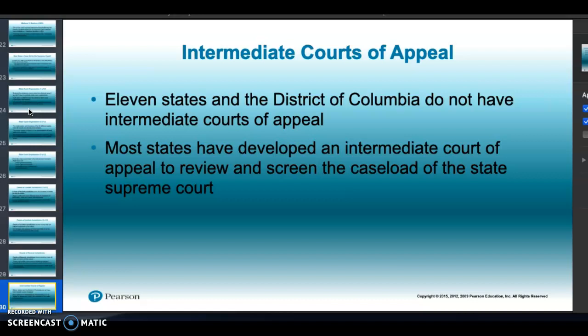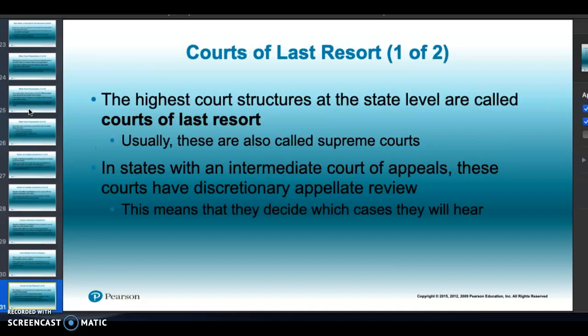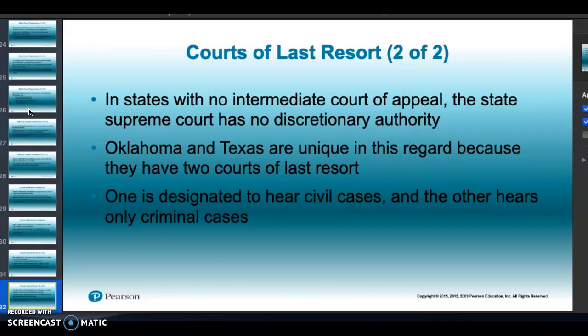And your limited jurisdiction or your general jurisdiction courts would then be heard by a 3-panel appellate court. Lastly, it's the court of last resort, or the Supreme Court. And in California, we have the California Supreme Court, which basically hears cases again if they are requested on the docket and up from the appellate courts. Oklahoma and Texas are unique. They have 2 courts of last resort, one for civil cases and the other for criminal cases.